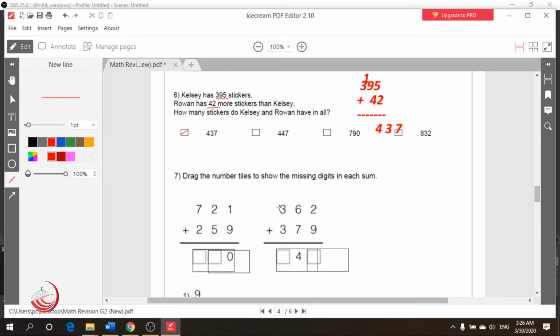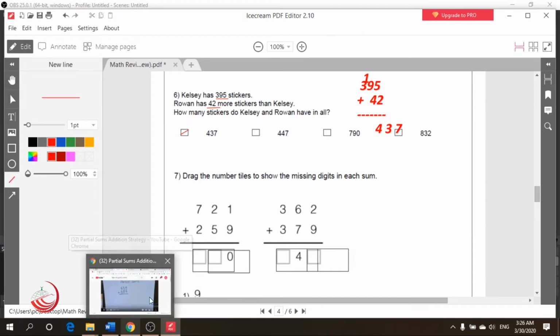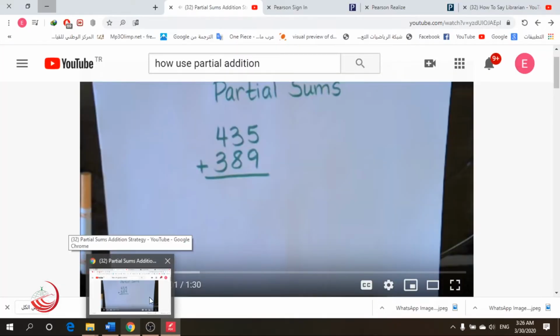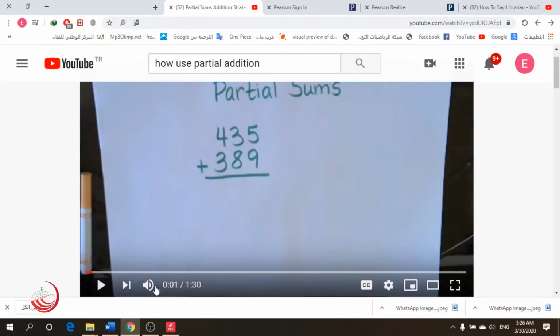So before we go to answer the question of number 7, let's watch this beautiful video which is explaining for you the way of using the partial sum. What is the meaning of partial sum and how can we use it or add it?